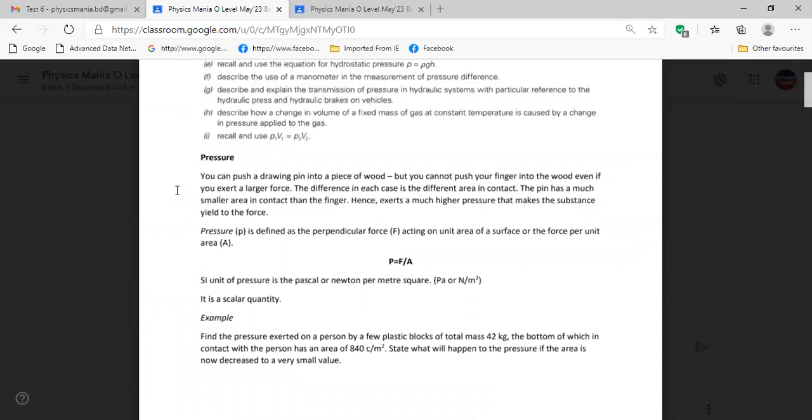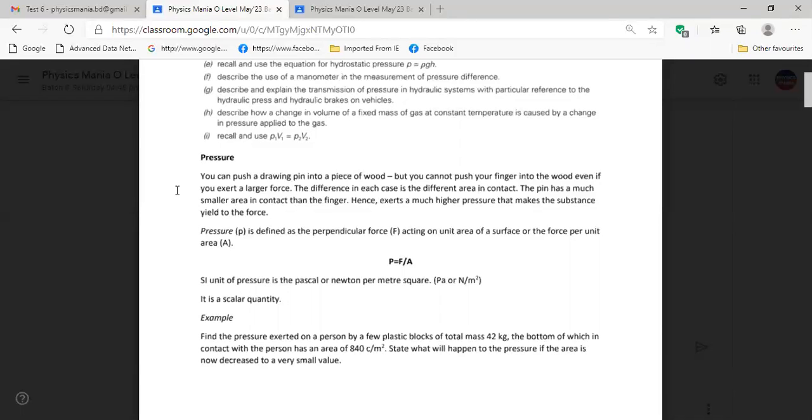You can push a drawing pin into a piece of wood, but you cannot push your finger into the wood even if you exert a larger force. The difference in each case is a difference in area in contact. The pin has a much smaller area in contact than the finger, hence exerts a much higher pressure that makes the substance yield to the force. Pressure P is defined as a perpendicular force F acting on unit area of a surface, or the force per unit area A. SI unit of pressure is the Pascal or Newton per meter square. It's a scalar quantity.